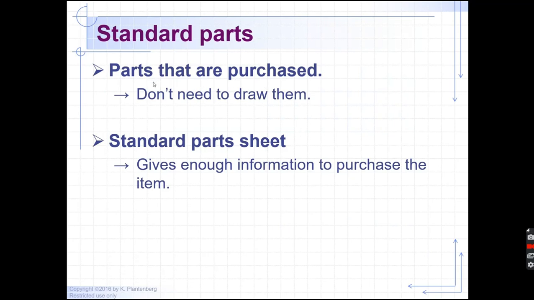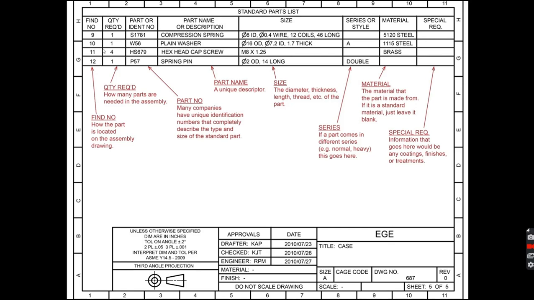Okay, standard parts are parts that are purchased. We don't need to draw them. We just use a standard part sheet. Here you'll see there's a find number, this is how many there are, here is a part number, a part name, here is the size, any series and material. So here you see we have a compression spring, a washer, a hex head cap screw, and a spring pin. We wouldn't draw any of those because these are purchased this way.